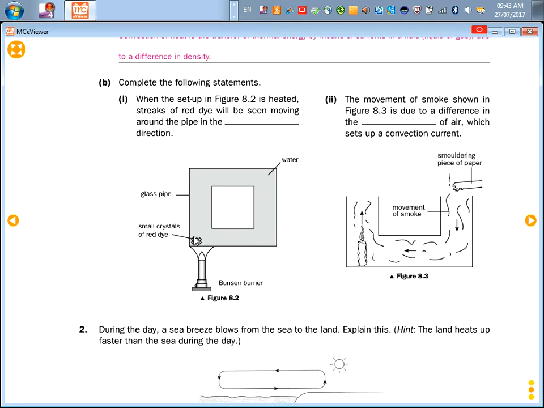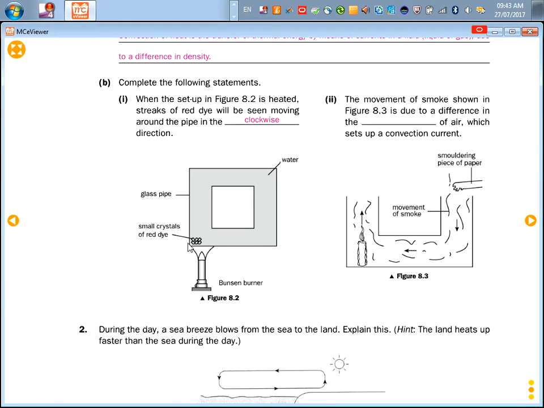Okay, there is going to be movement. What direction? You think it is clockwise? Okay, yes, you're right, but can we explain why? Okay, we know that definitely we must talk about density. But before that, why is there a difference in density?